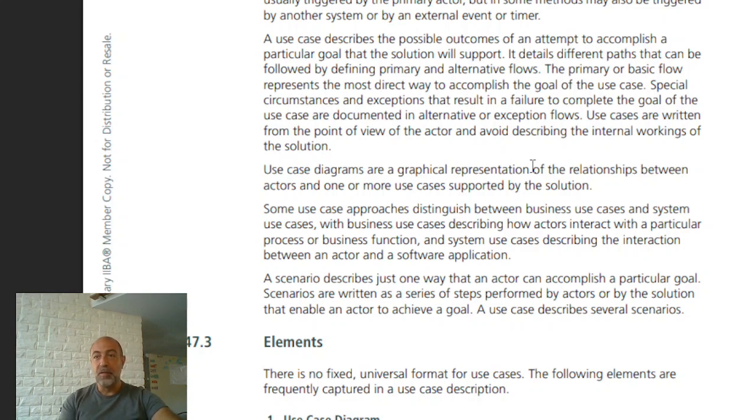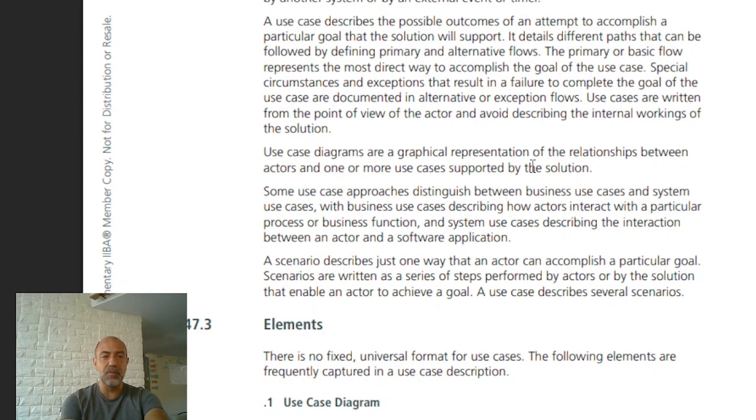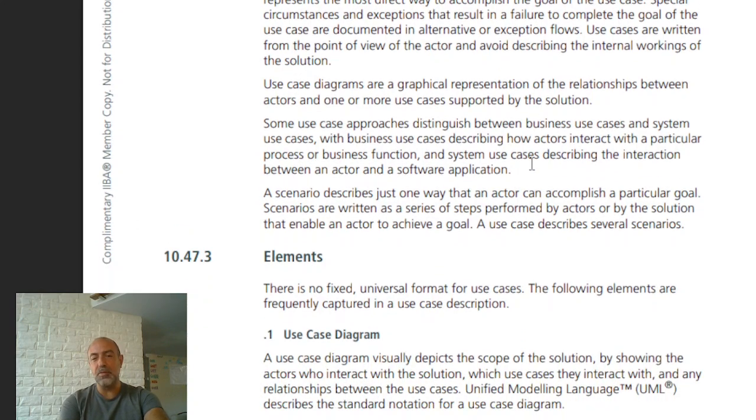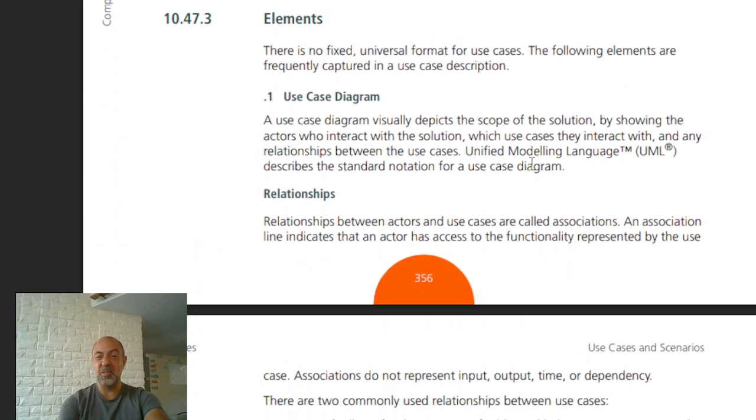But anyways, a scenario describes just one way an actor can accomplish a goal. Because here basically we're doing use cases and scenarios. We've been talking about use cases all along, and a scenario describes just one way that an actor can accomplish a particular goal. Scenarios are written as a series of steps performed by actors for the solution that enable an actor to achieve a goal. A use case describes several scenarios.